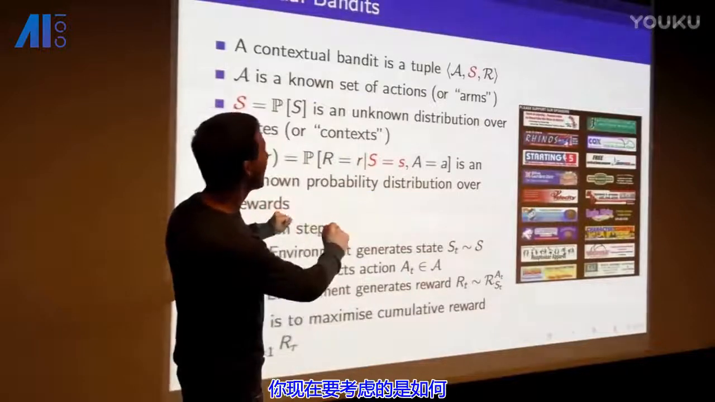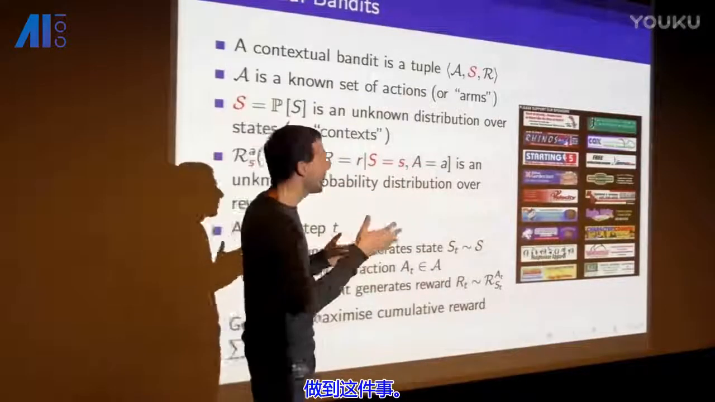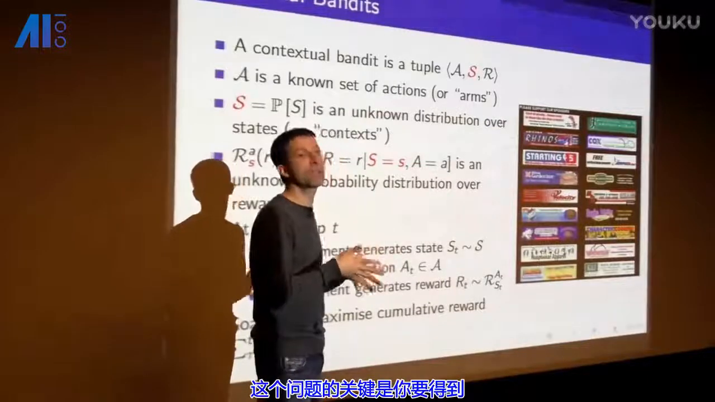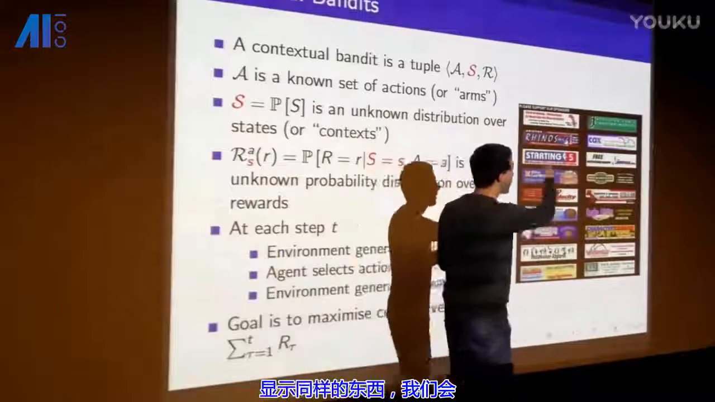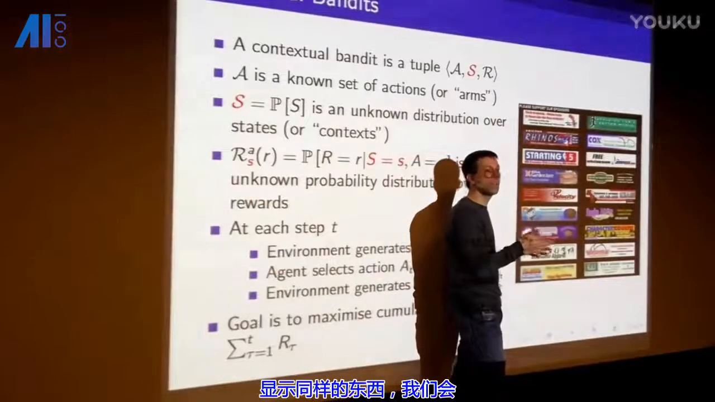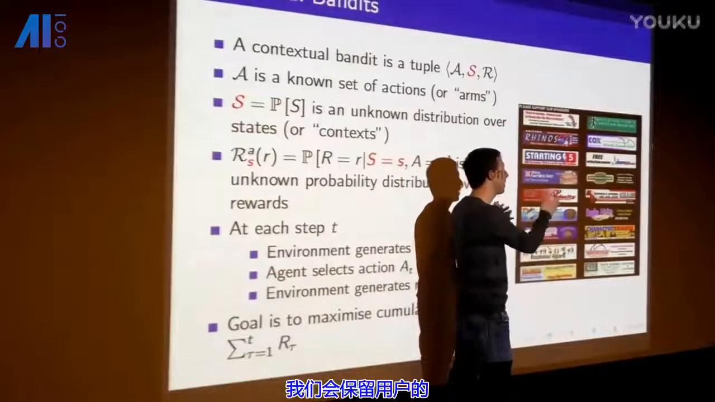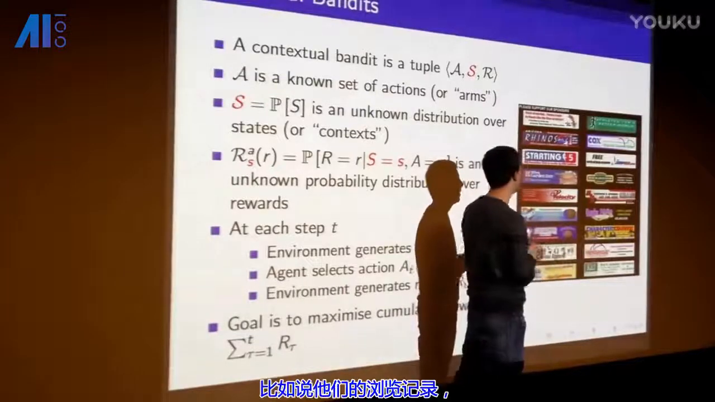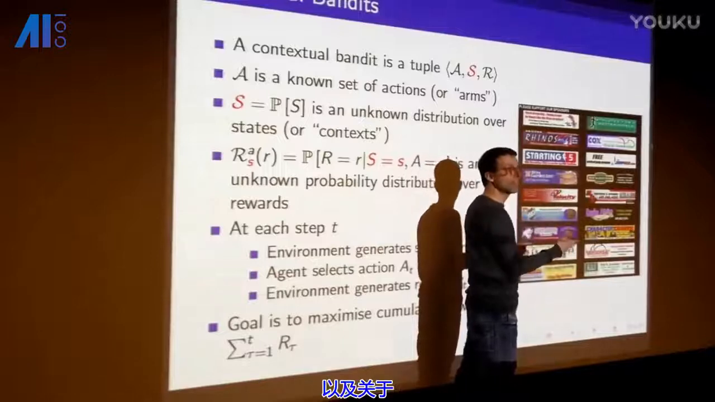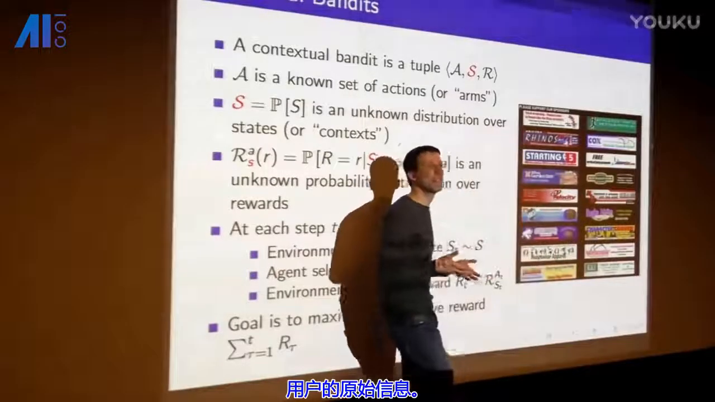And now we want to figure out how to do this. The key thing is that we've got some context. We don't just come into this blindly. We don't just show the same things regardless of who comes in. We track some statistics. We're told something about the user, like maybe what continent they're on, or maybe something about the history of what they've clicked on in the past, or some other statistics about that user.